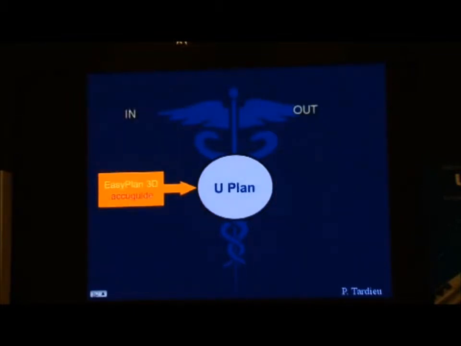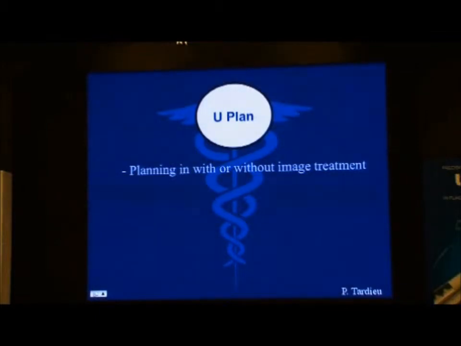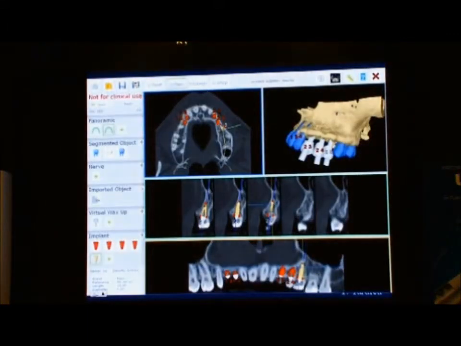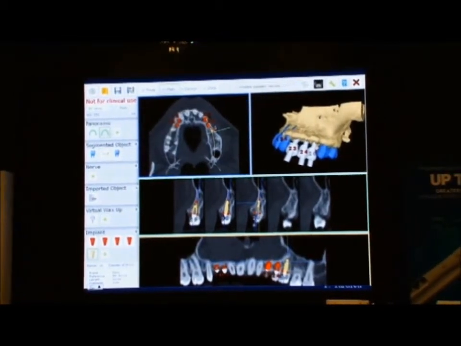And then we go to uPlan. In uPlan, we are going to plan implants. The planning can be done with image treatment or without image treatment. This means that you can plan an implant in a volume rendering if you wish. It's open to all implant systems. It's very easy to use. I'm going to show that to you. This is the program showing how it looks like with all the tools on one side and all the elements on the other side.